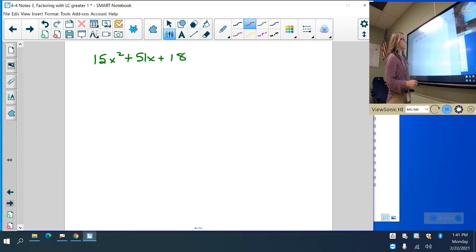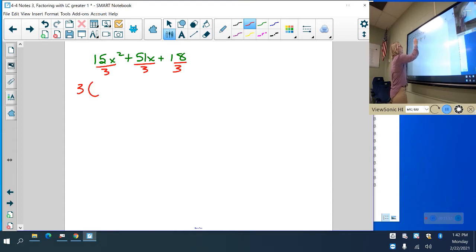All right, let's try another one. 15, 51, and 18. Look for a negative out in front or a greatest common factor. 15, 51, and 18, they do have a greatest common factor. Does anybody know what it is? It is 3.